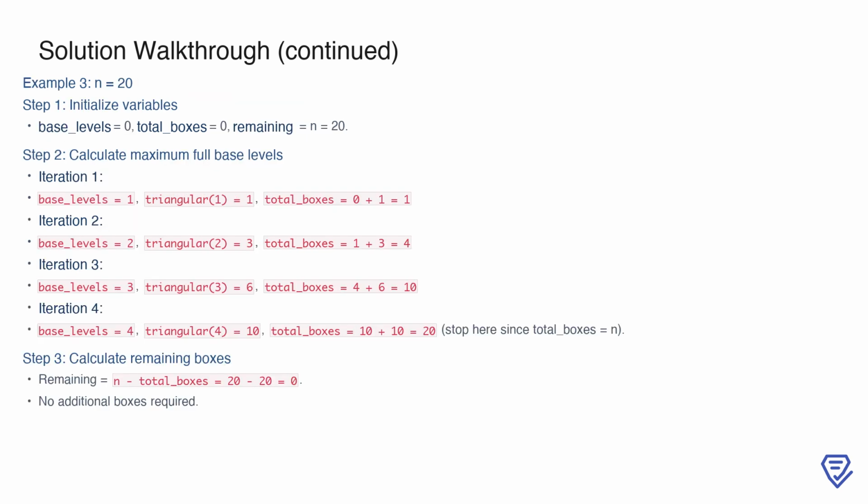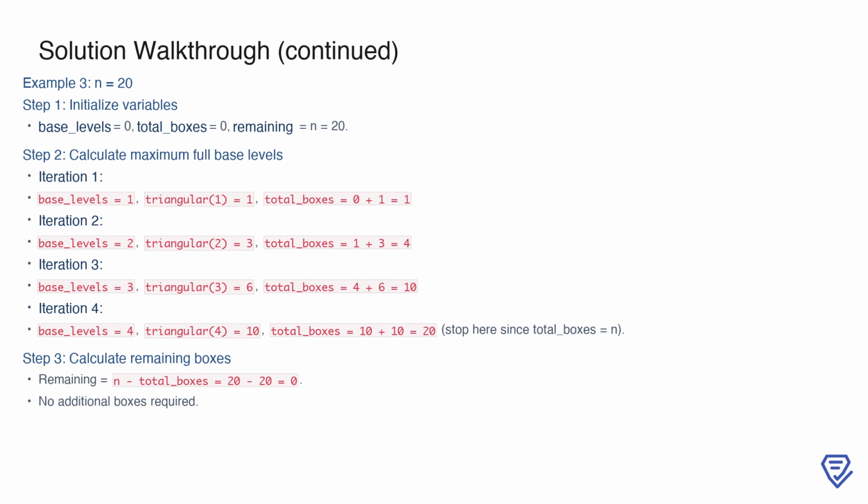Now let's consider the third example where n is 20. As before, we initialize the variables. base_levels and total_boxes are set to 0, and remaining is set to 20. We calculate the maximum full base levels we can build using the triangular function. For base_levels of 1, the triangular number is 1, and the total boxes become 1.